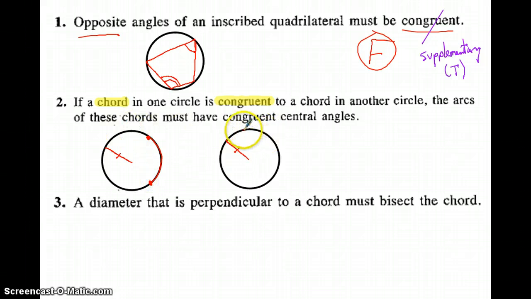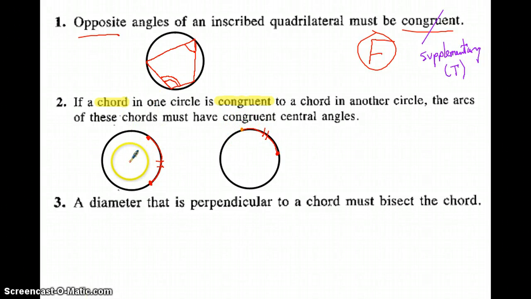I can't get too crazy, but I could draw it in another part of the circle. But assuming that has the same measure, and I'm not sure if the tick mark thing is legal, but I'm going to do it, if those are supposed to have the same measure, then the arcs of these chords must have congruent central angles. All right, let me change color slightly here. Oh, you know what? Let me just get rid of this. This is not really important, now that I've drawn those circles the same.